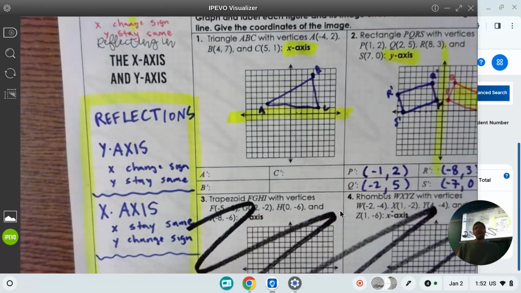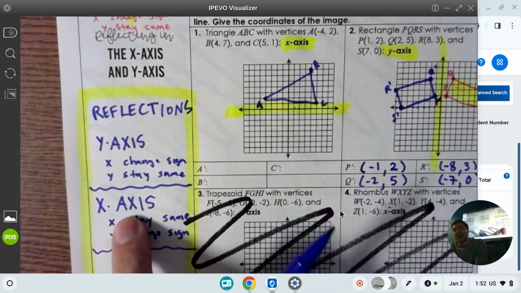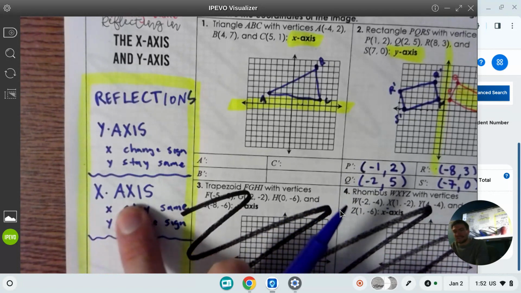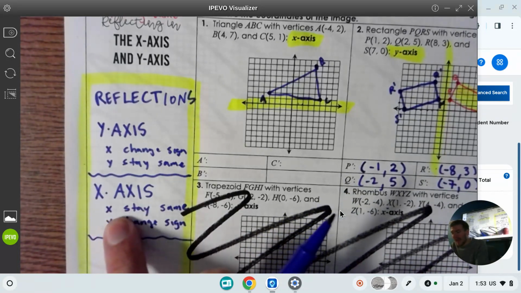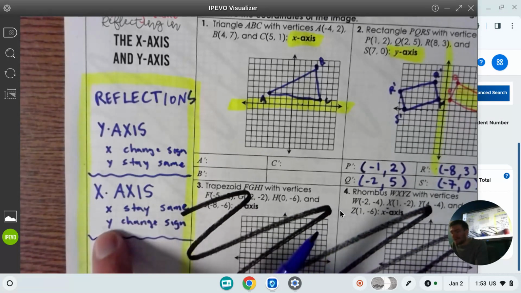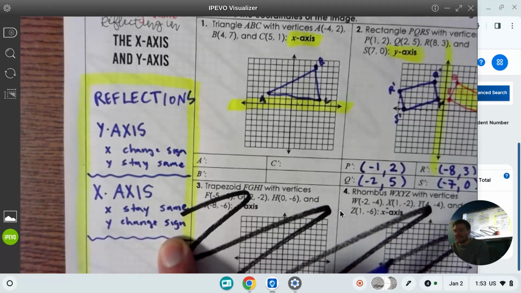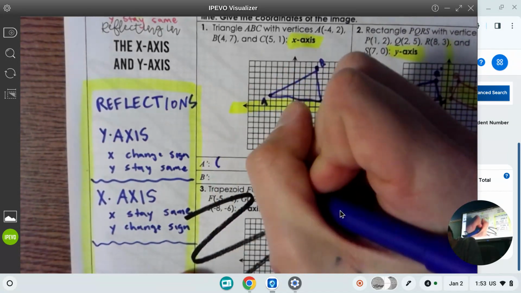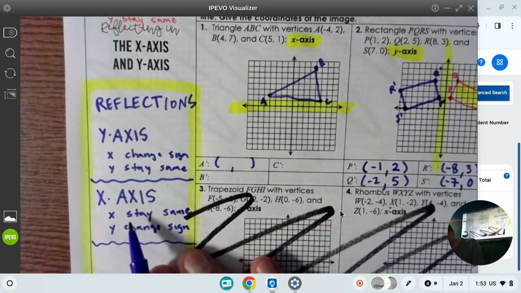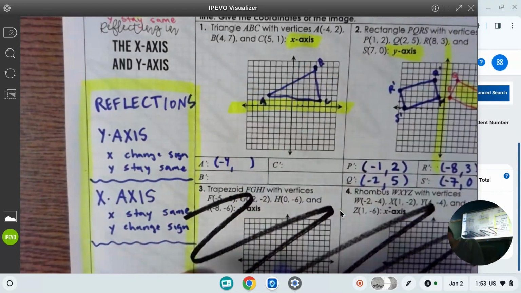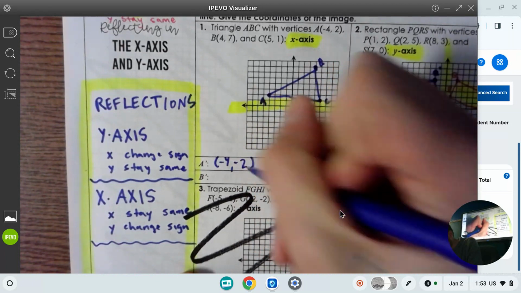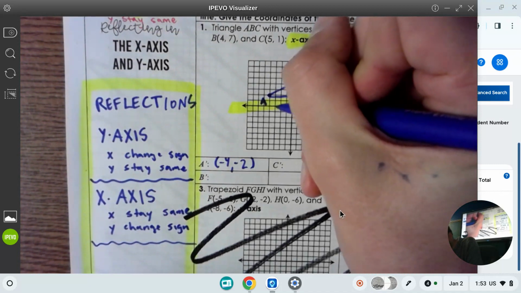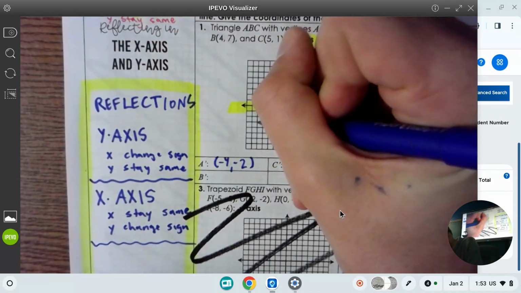Now, if I want to find the reflection on the x-axis, this is a nice little code that I'm using here. The x-axis, the x numbers should stay the same and the y's should change sign. That is not hard to do. A is -4, 2. A prime, the x stays the same, -4, and the y changes, -2. Plot that down here. There is my A prime.